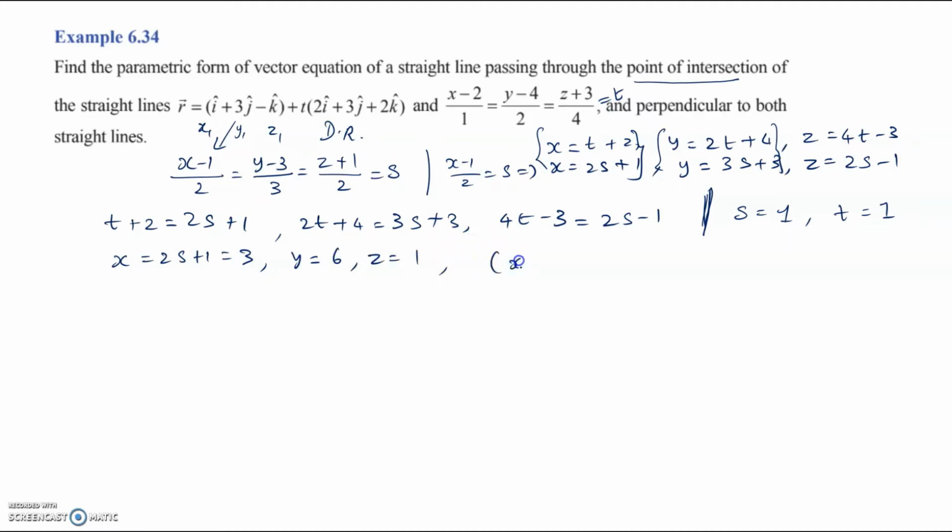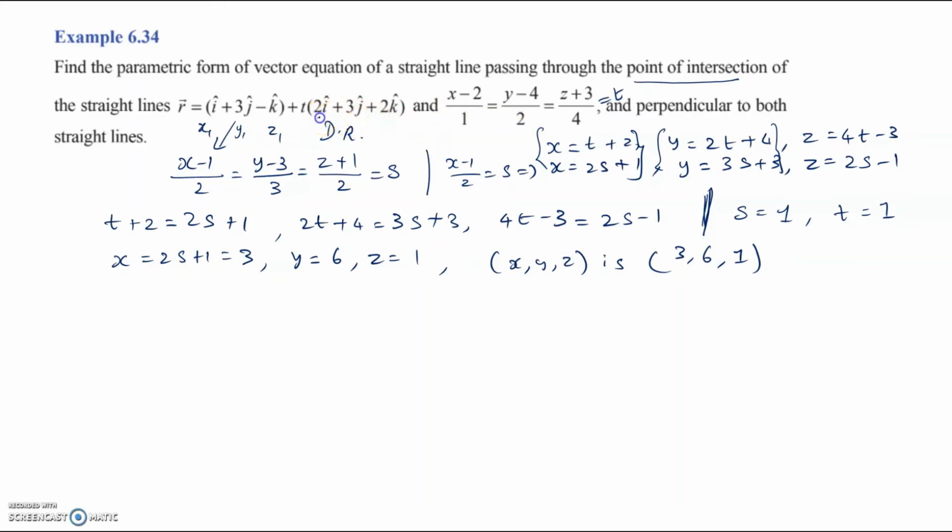So your x, y and z is 3, 6 and 1. Okay. Now we have found the point through which our required line passes. Now we need to find the lines which are parallel to these two lines. So now we know the required line is perpendicular to these two lines. So let's find the lines which are parallel to these two lines.